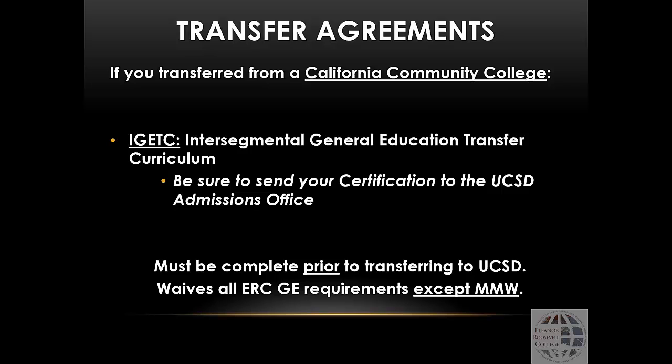If you choose to follow IGETC, you must be certified before you transfer to UC San Diego. Make sure that you request to have your IGETC certification sent from your community college to UC San Diego admissions. This certification is separate from your transcript. The IGETC certification is required to verify official completion of IGETC requirements. As an IGETC student, you will be required to take MMW 121 and 122 to complete ERC GE requirements.